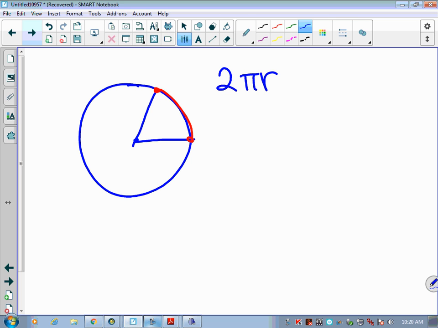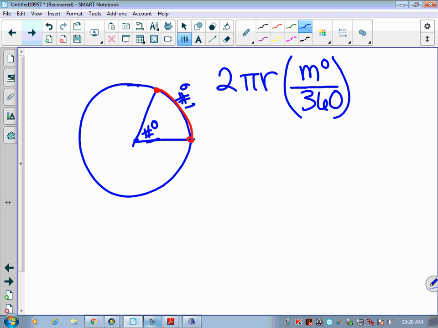Do I want to find the entire length around the circle? No, I want to find a fraction of that length. So that is going to be the measure of this arc in degrees over 360. That's how I'm going to find the length of an arc. The number of degrees here and here will be the same because it's a central angle. A central angle and its intercepted arc are the same. So if I know the central angle, or the intercepted arc angle, that's going to go in here.